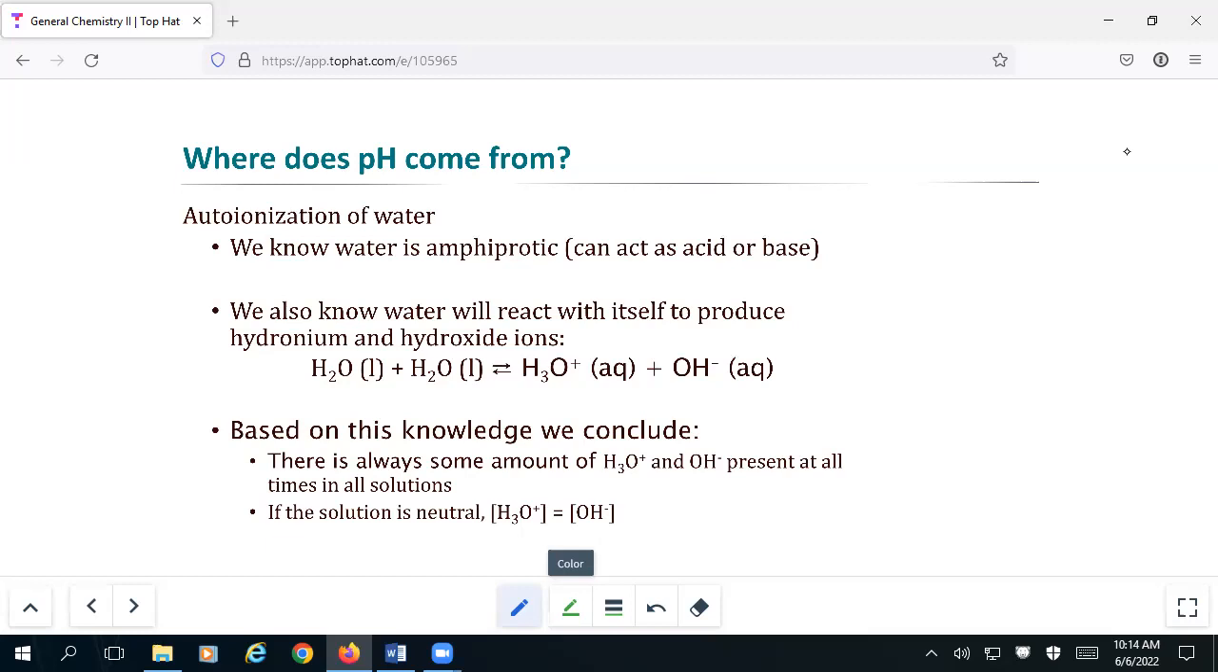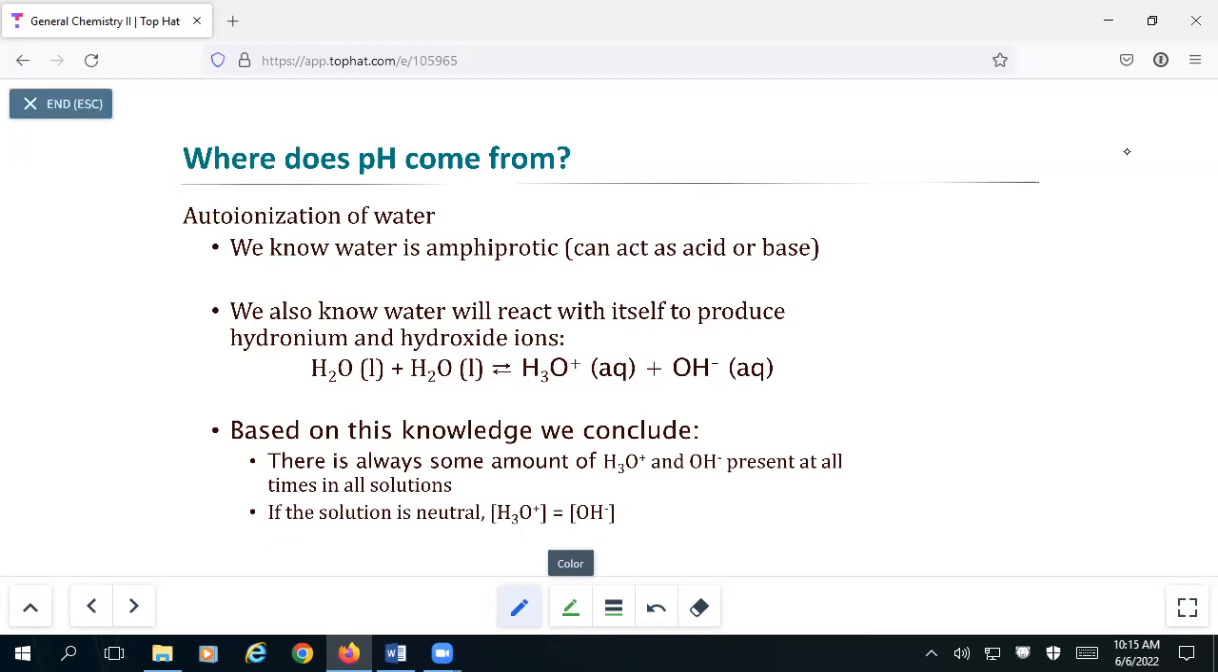Basically, water can get bored and ionize itself. If there's nothing else for it to react with, it'll start to react with itself just so that it can go through the process of interacting and reacting. When it does, one water molecule will act as proton donor and the other as proton acceptor. What we get when that happens is hydronium ion on one side and hydroxide on the other, and both of them are present at the same time.